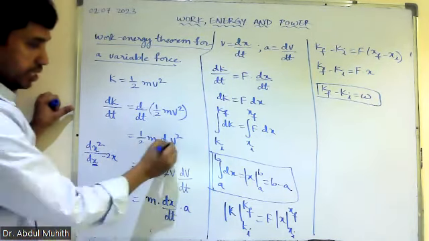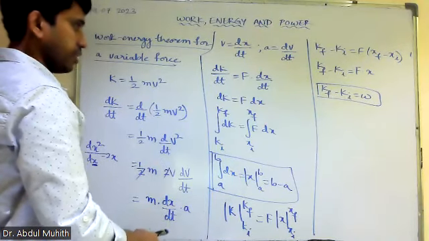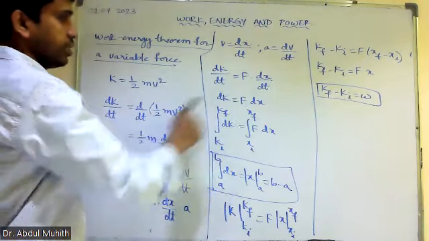m into v. What is velocity? Rate of change of displacement, so velocity is equal to dx by dt. dv by dt is acceleration. So dK by dt equals m into a, which is force, into dx by dt. Now dK is equal to F dx.